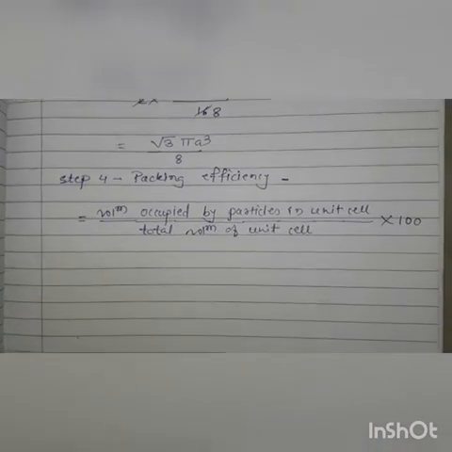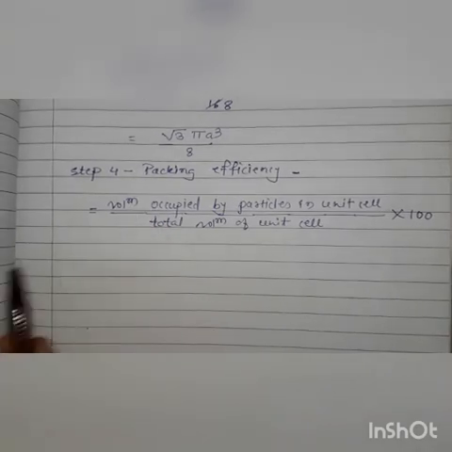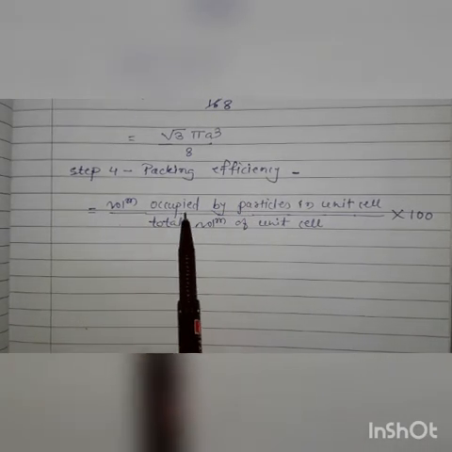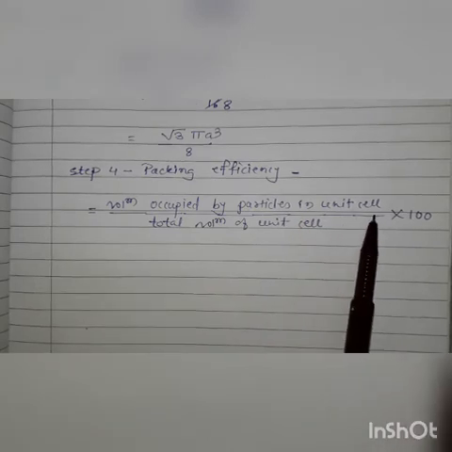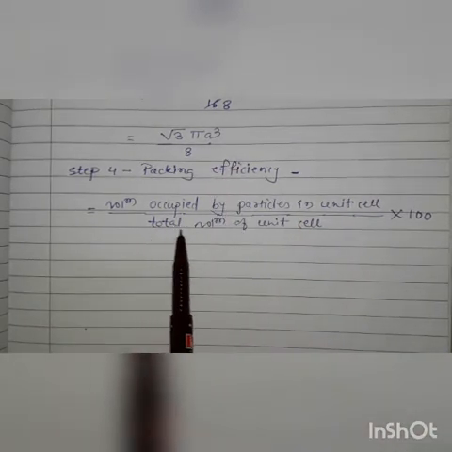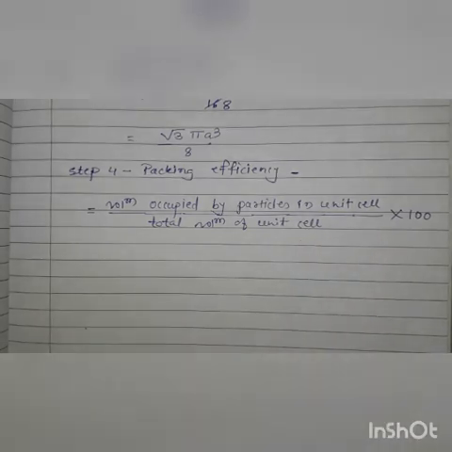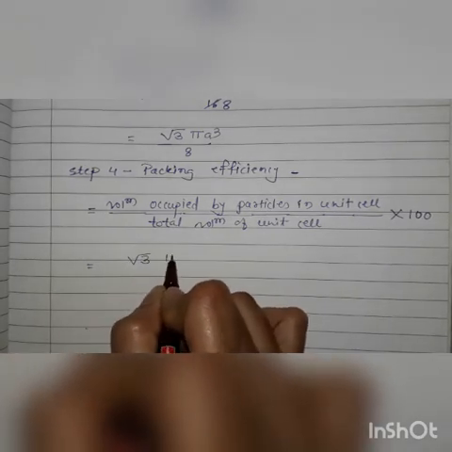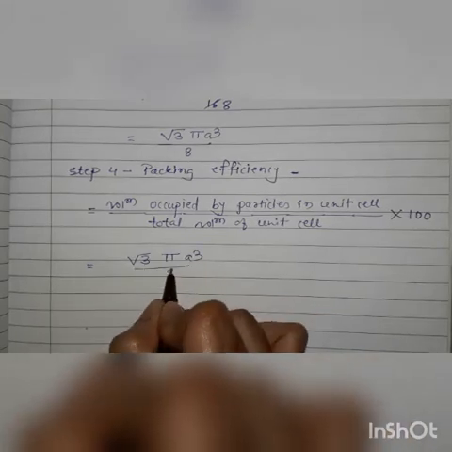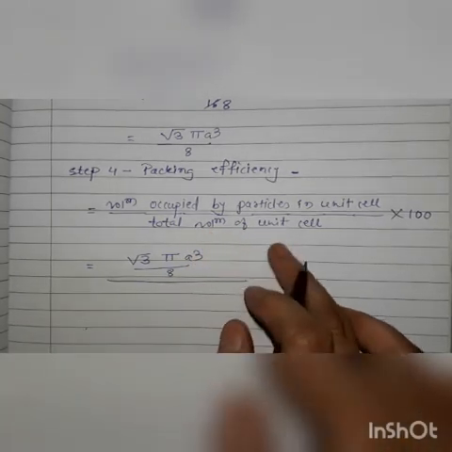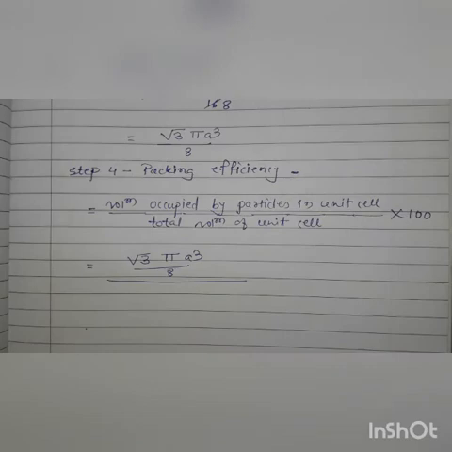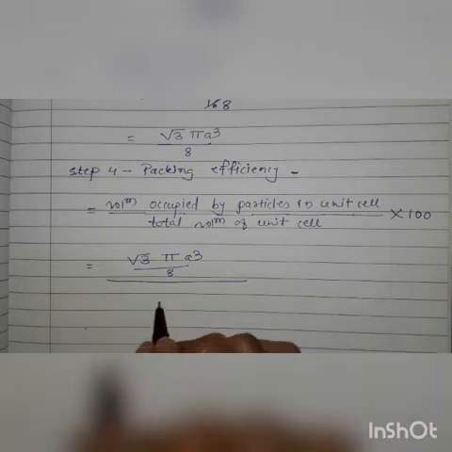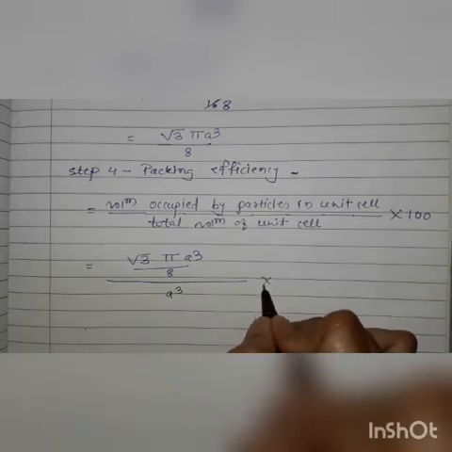So let us see packing efficiency. What is the formula to find out packing efficiency? It is volume occupied by particles in unit cell, that we have got over here, divided by total volume of unit cell multiplied by 100. So what is total volume occupied by a particle in unit cell? It is root 3 pi a cube divided by 8. And divided by total volume of unit cell. Now our unit cell is cubic cell, so volume of cube is equal to L cube or length cube, and length is a, so here it is a cube, multiplied by 100.